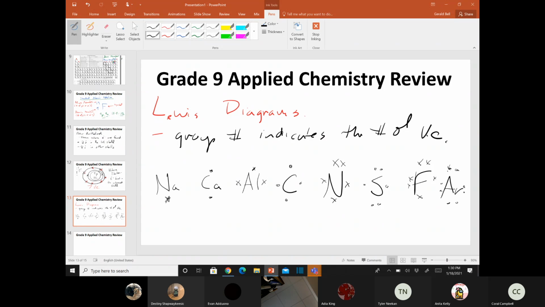So none of these ones that we just drew are actually happy. It all comes down to the octet rule, which talks about us gaining and losing these valence electrons. So only this one is stable. That's the only one that's happy.